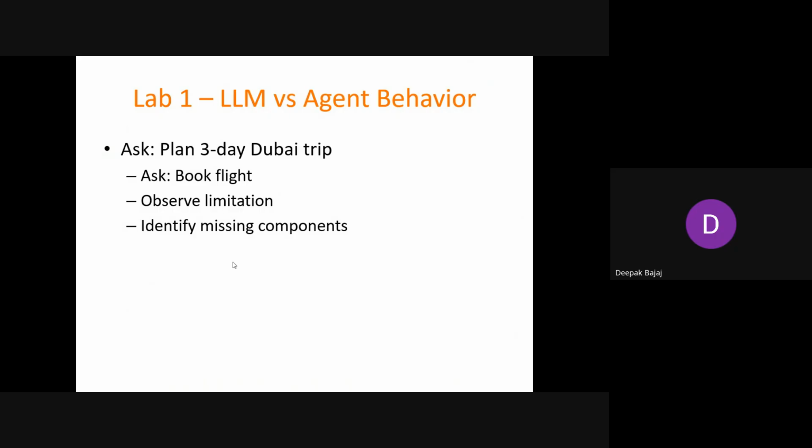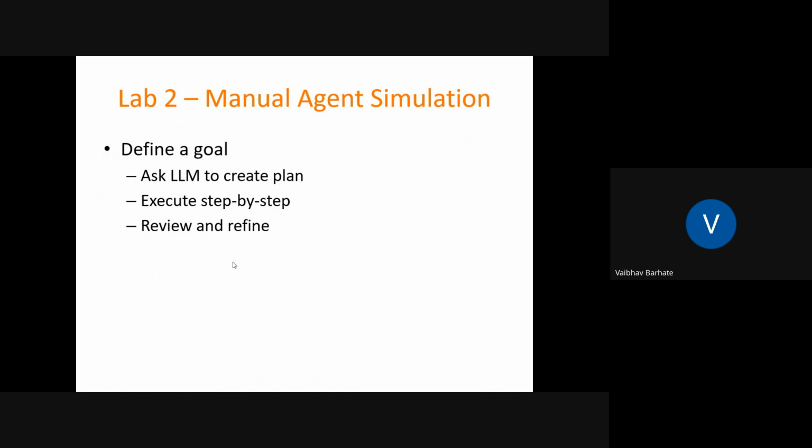So lab one: let's say you want to plan a Dubai trip, so first you will ask it to book a flight. And what are the observation and limitation? Identifying the missing component is something an agent can do. But here you can only ask the LLM, and the LLM cannot observe the limitation and identify the missing component. Define a goal.